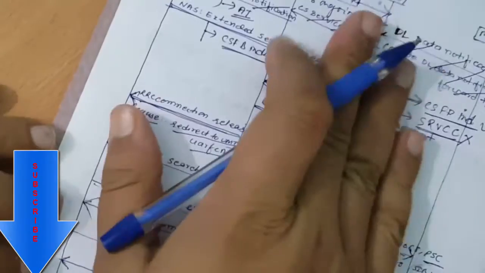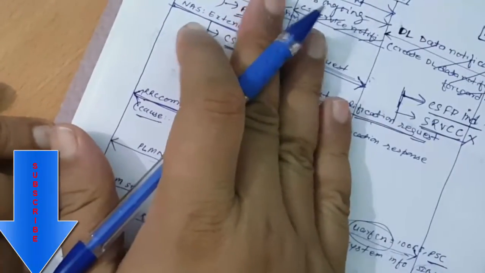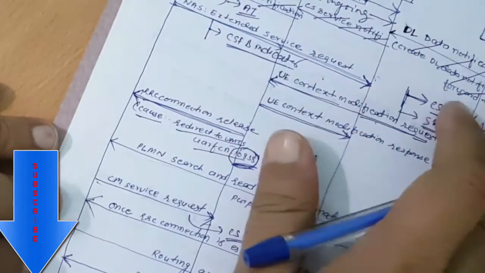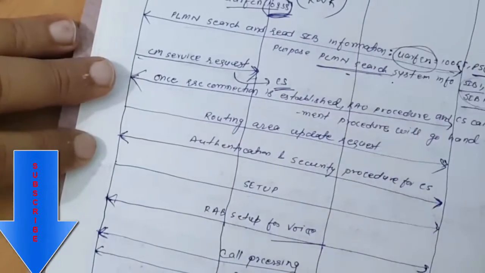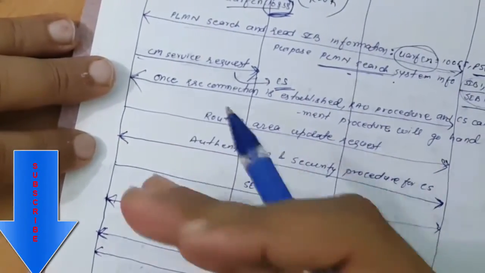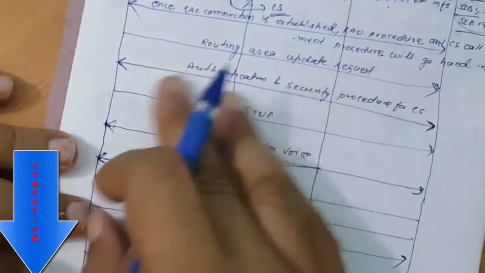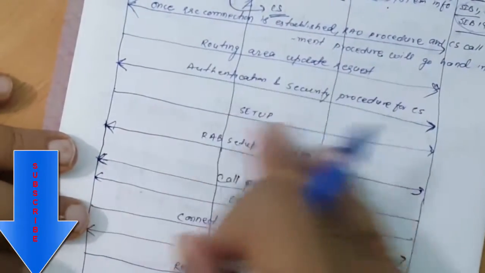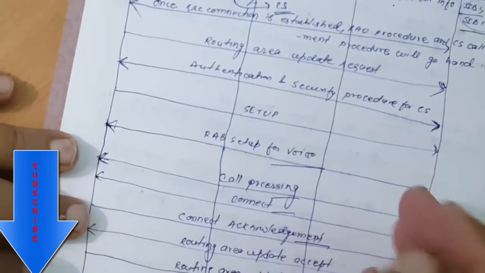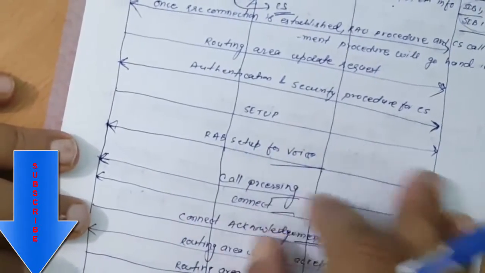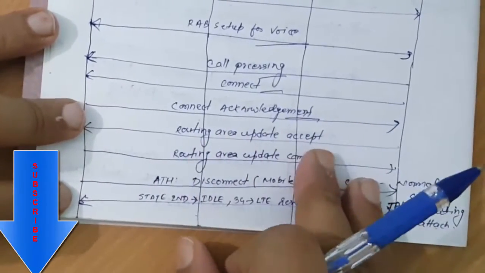Here I am discussing the case when the UE suspends the data for some time and goes to the UMTS network, and after the CS fallback call is completed, it comes back to the LTE network and data will be resumed. So this is the call flow: routing area update, authentication, security setup, RAB setup. All the RAB setup will happen for the voice call, and call processing will have connect acknowledgement, and routing area update for the PS call.